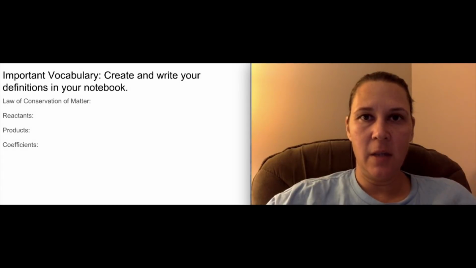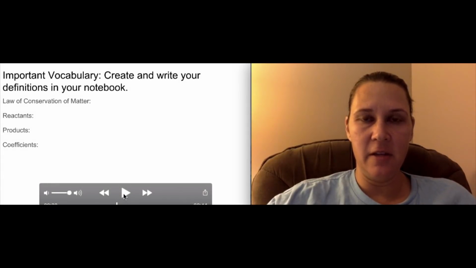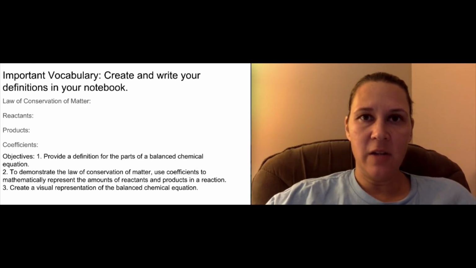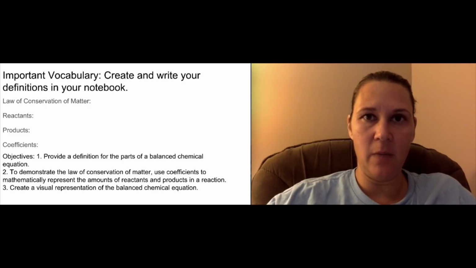Right now would be a good time to pause your video and write down these vocabulary terms in your notebook. One of the objectives of this video is that by the end, you should be able to create your own definitions for each one of these words based off what you've learned in the video. The other objectives are that you can mathematically represent a balanced chemical equation by adding the correct coefficients and using a particle diagram or balance beam diagram to show the amount of particles on both sides.